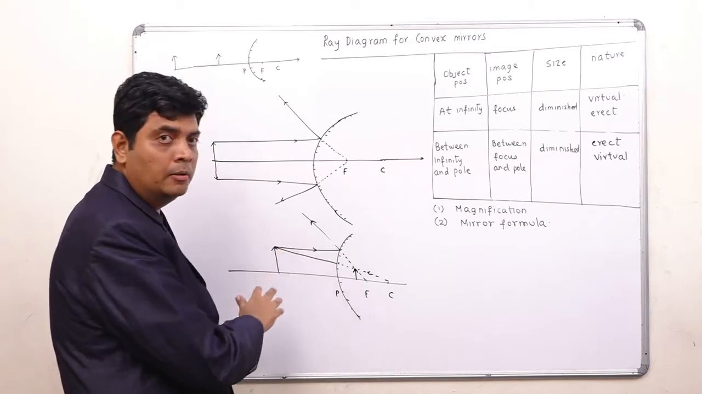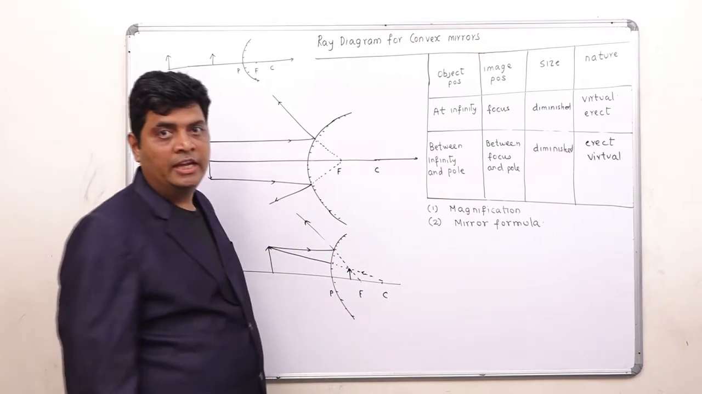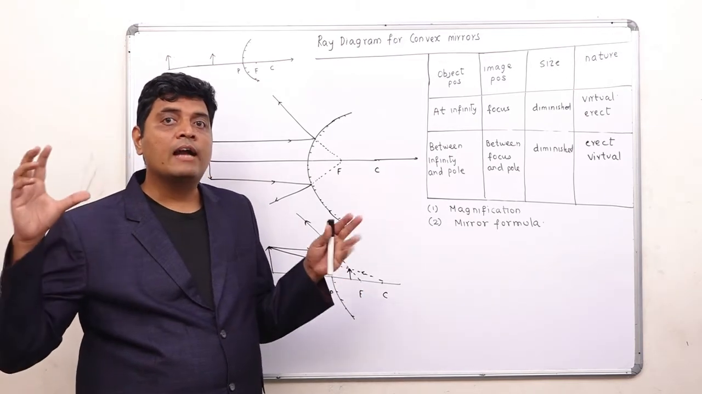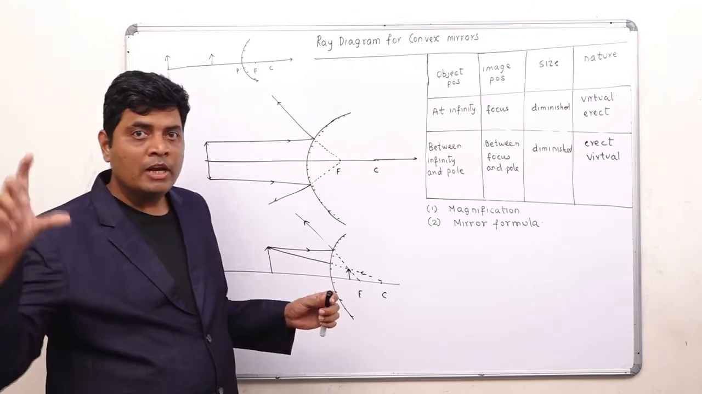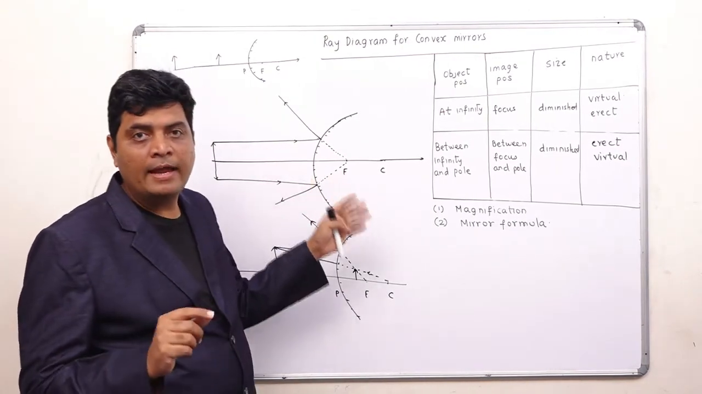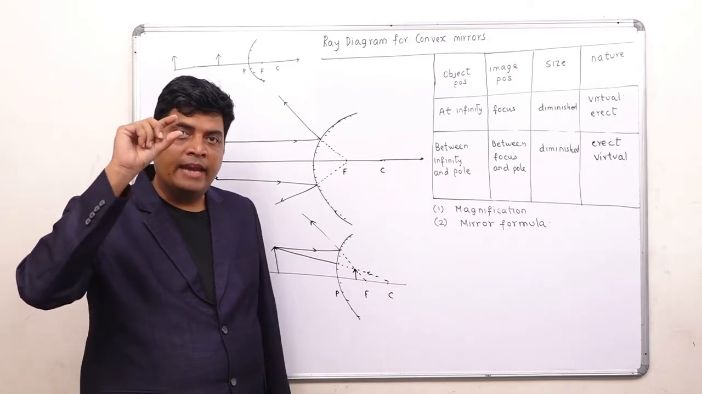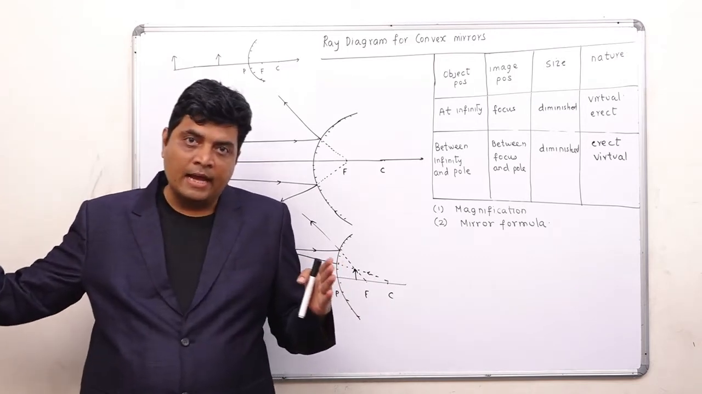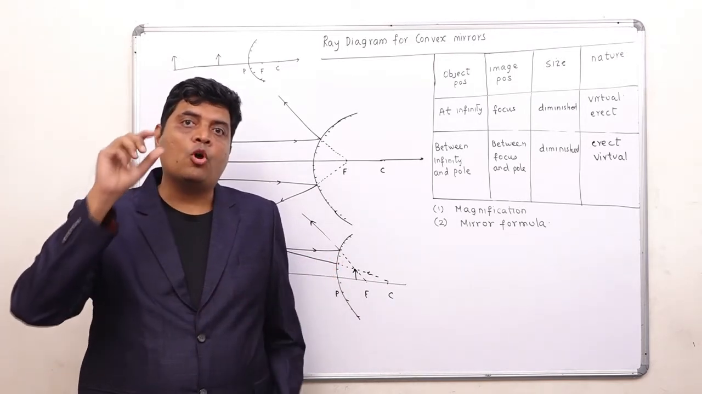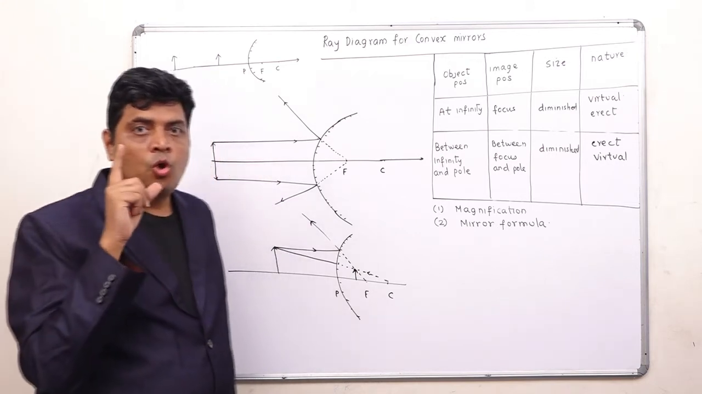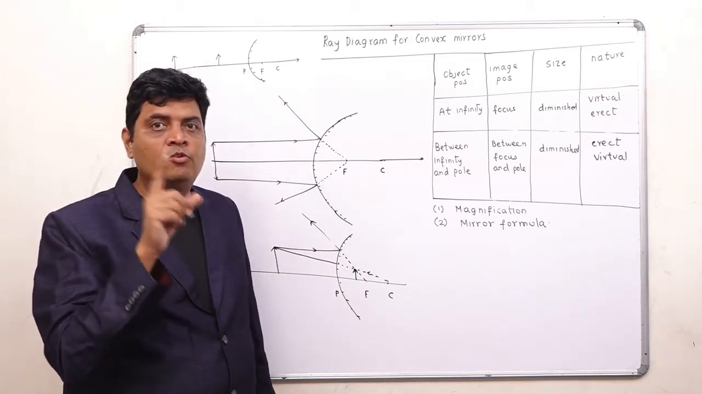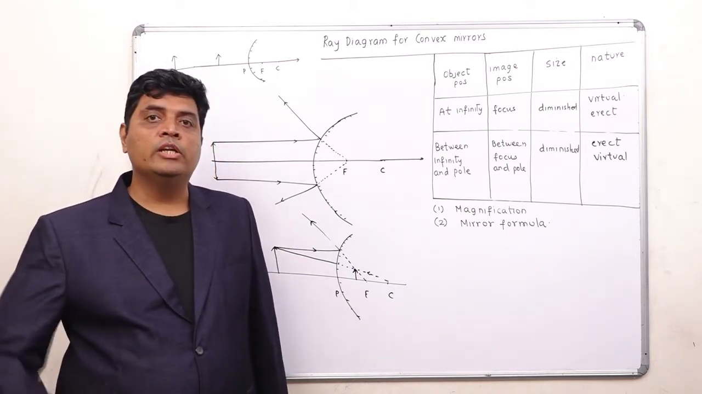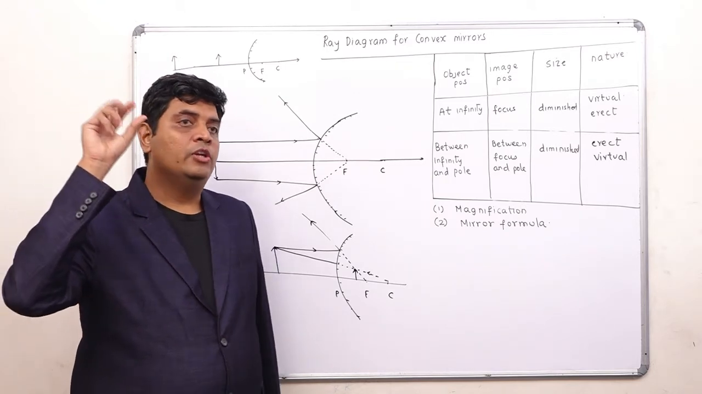This is very important because this property of the image is used in the rear view mirror of a car. The rear view mirrors of a car are always made of convex mirrors. Why? Because a convex mirror will give you an erect image and a small image. So you will be able to cover a wider area and you will be able to see erect objects behind you. That is why convex mirrors are always used in the rear view mirror of a car. Similarly, convex mirrors are always used in cameras or what we have in your shop.